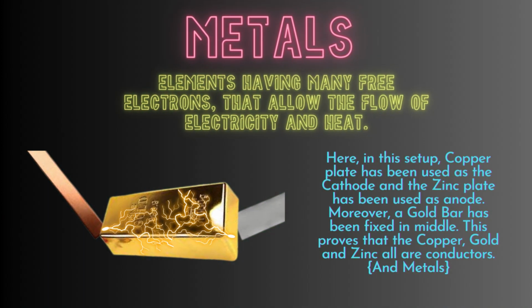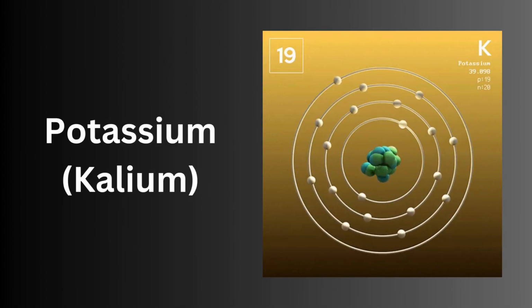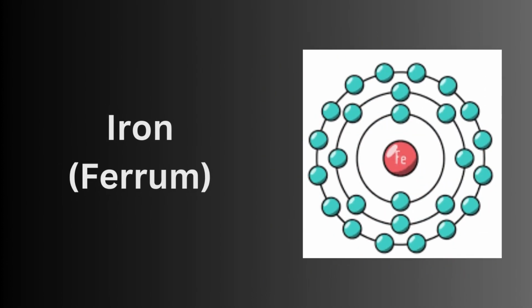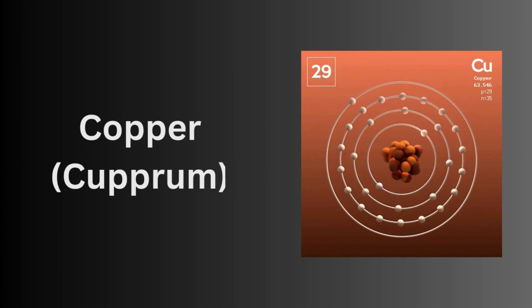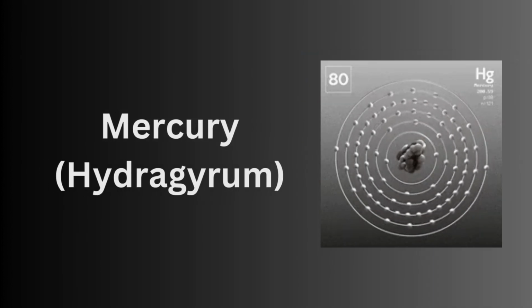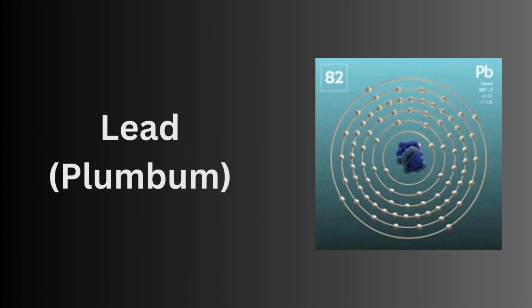Elements that have many free electrons that facilitate the flow of electricity are called metals. For example, natrium or sodium, kalium or potassium, ferrum or iron, cuprum or copper, hydrargyrum or mercury, plumbum or lead, and so on.